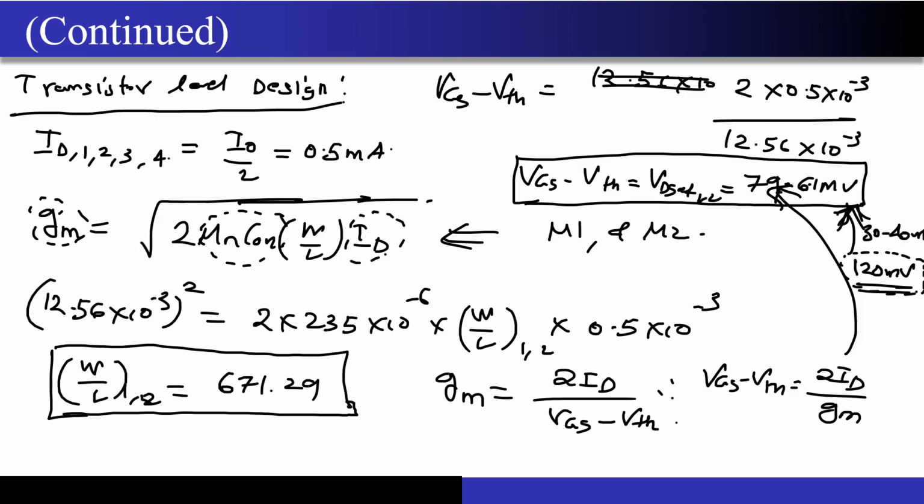Now once this is done, we have the size of the input differential pair. Now let's go on with the sizes of the current mirror load. By the way, if you guys have any doubt, please feel free to poke me. Transistor level design of current mirror load.